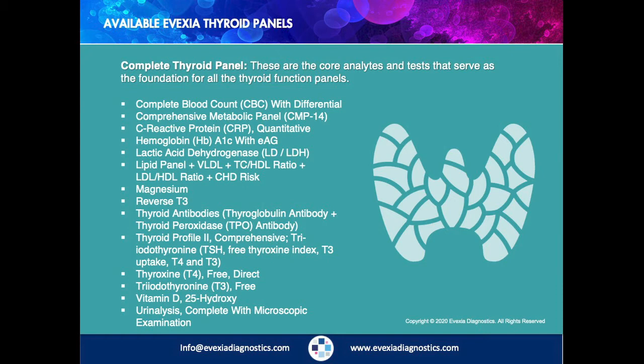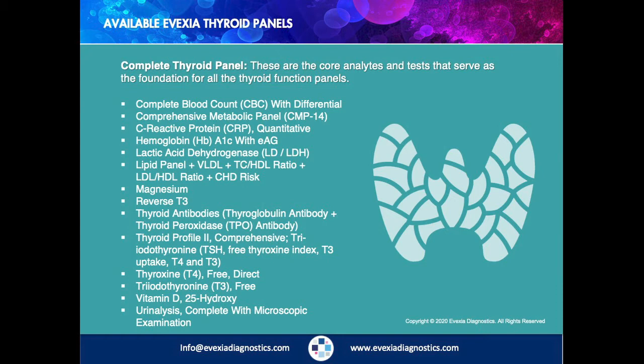Next is reverse T3. Now, in the peripheral tissues, the thyroid hormone T4 can be converted into the more metabolically active thyroid hormone T3 or to reverse T3, which does not function as T3. Now, reverse T3 can be elevated in adrenal conditions as well as in other conditions. So if this analyte is increased, it's going to give you a clue that there is some type of abnormal metabolism going on with the conversion of T4 into T3.